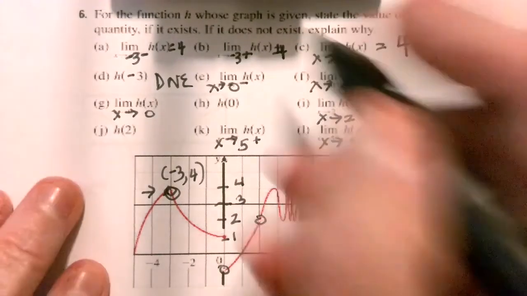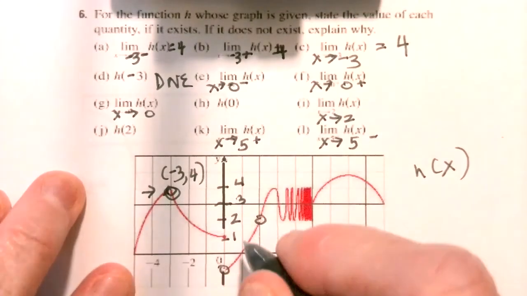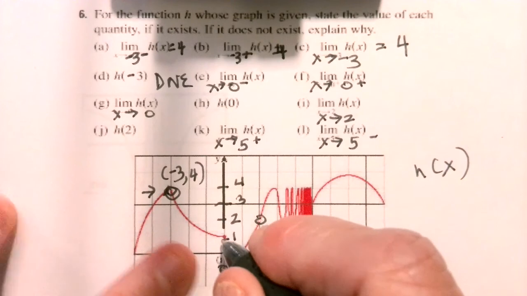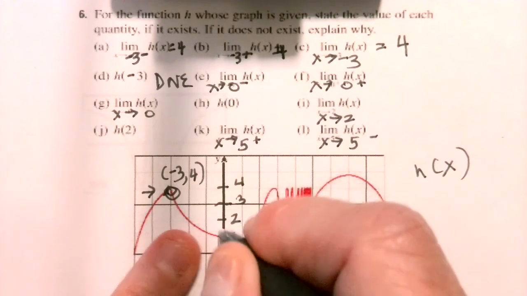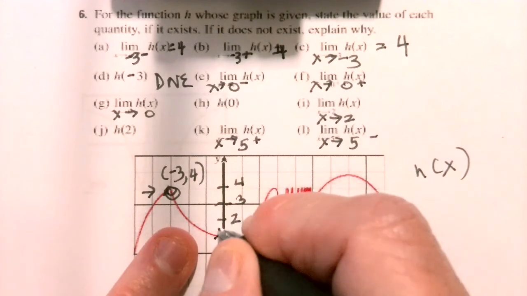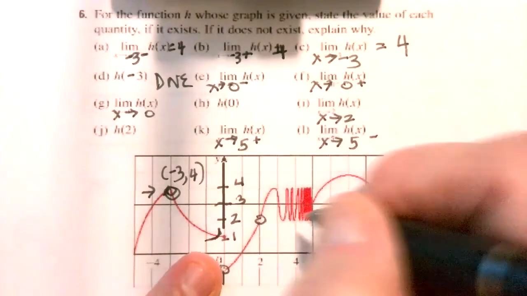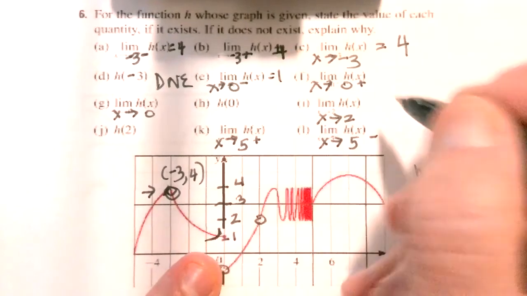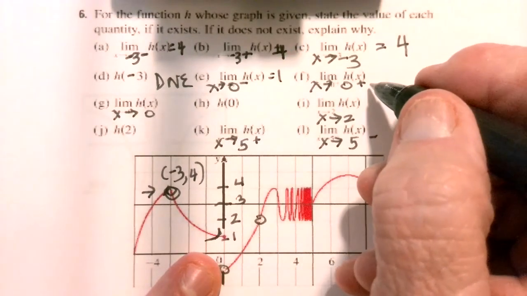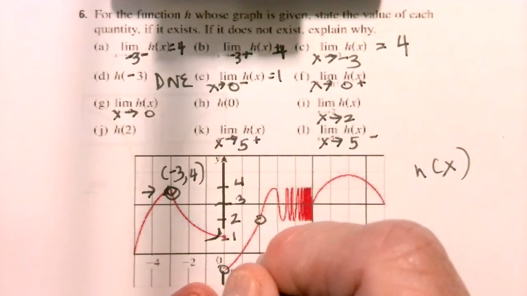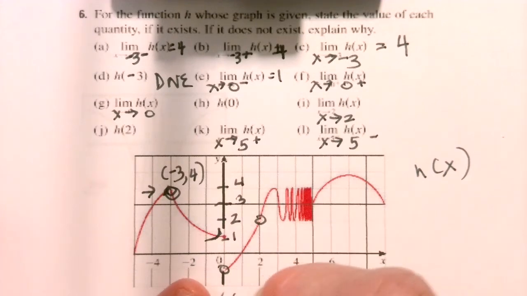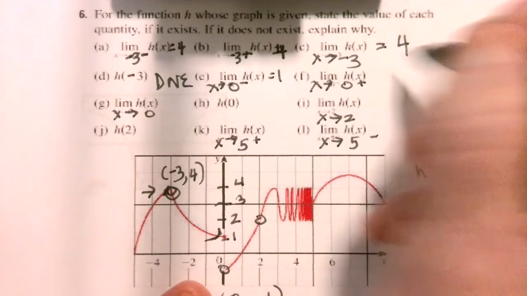Then here, oh, yes. So what's the limit as x approaches 0 from the left? Well, as we approach 0 from the left, we're coming in right here, and the y value is coming into a 1. And then what is the limit as x approaches 0 from the right? This point down here is 0, -1. And so we're coming into -1.